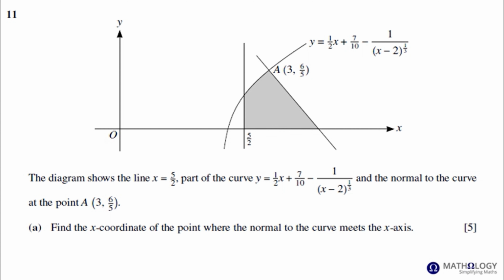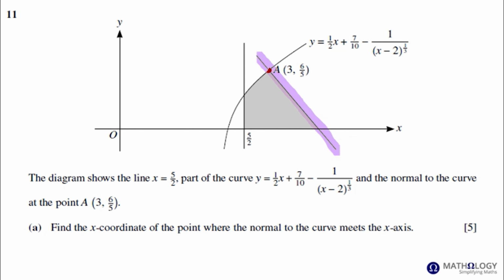Question 11. The diagram shows the line x equals 5 over 2, part of the curve y equals half x plus 7 over 10 minus 1 over x minus 2 to the third, and the normal to the curve at the point A, 3, 6 over 5. We're required to find the x-coordinate of the point where the normal to the curve meets the x-axis. So we need to find the equation of the normal. So the normal to the curve passes through the point A.